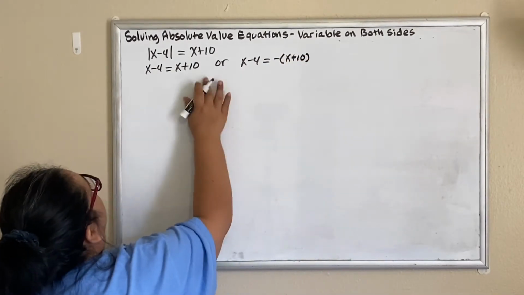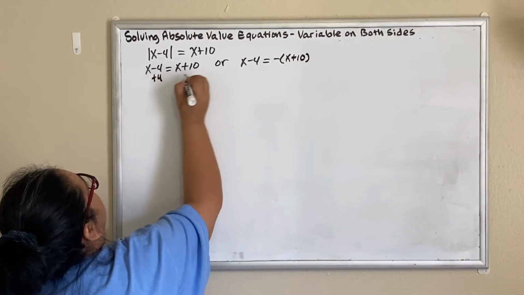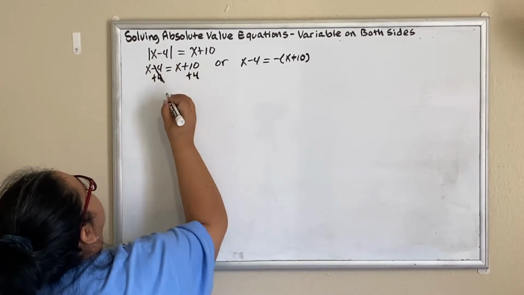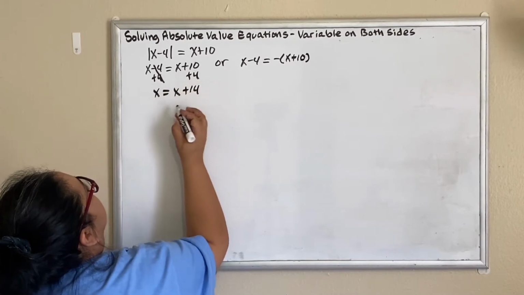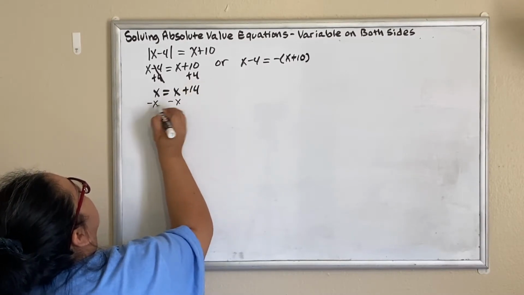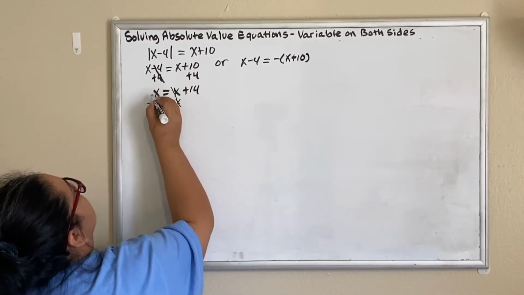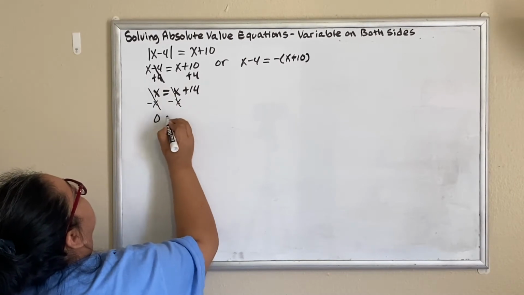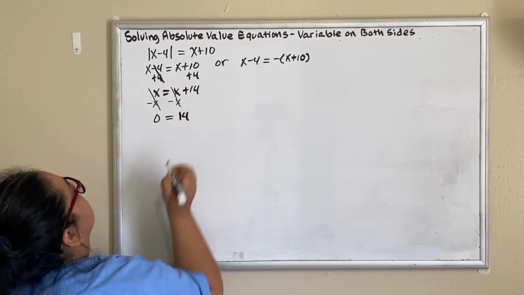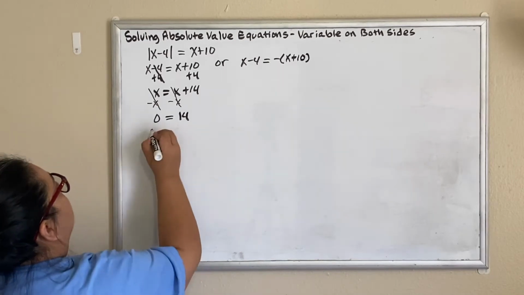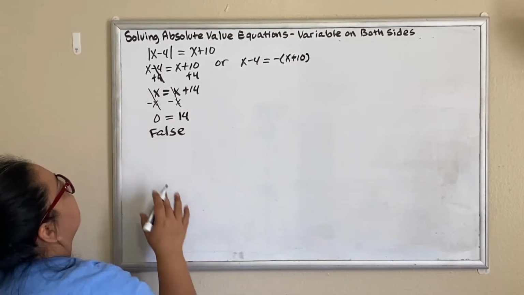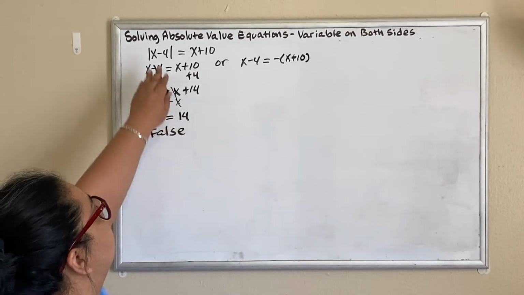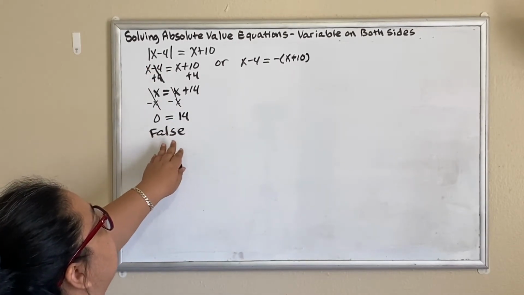So now we're going to solve for our first equation. We're going to add 4 to both sides here, eliminating the 4. So we get x equals x plus 14. So now we're going to subtract x from both sides, eliminating both of the x's. So I end up with 0 equals 14, which is false. So we don't have a solution for the first equation. We just get a false statement. So we can leave that alone right there and just say that it's false.